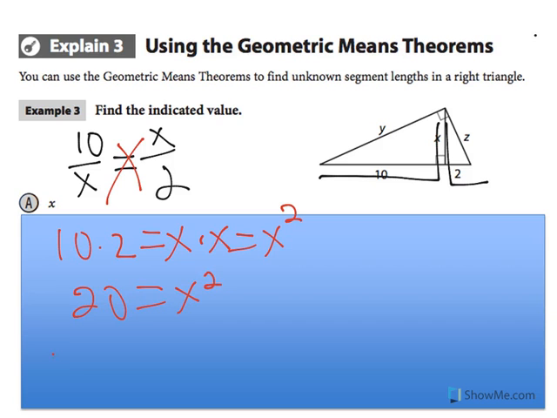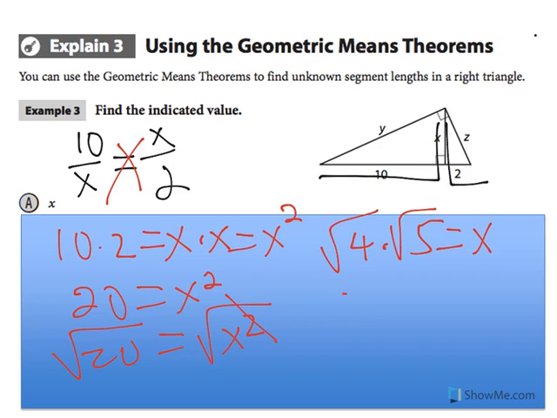So to solve for x, we take the square root of both sides. So the square root and the square, they cancel out. And square root of 20 can be written as square root of 4 times square root of 5 equal to x. So which is 2 radical 5 equal to x.